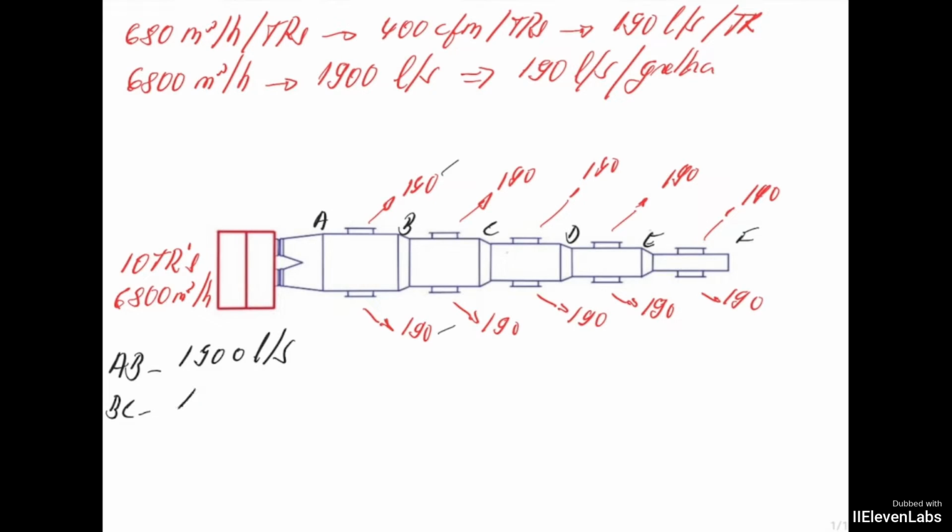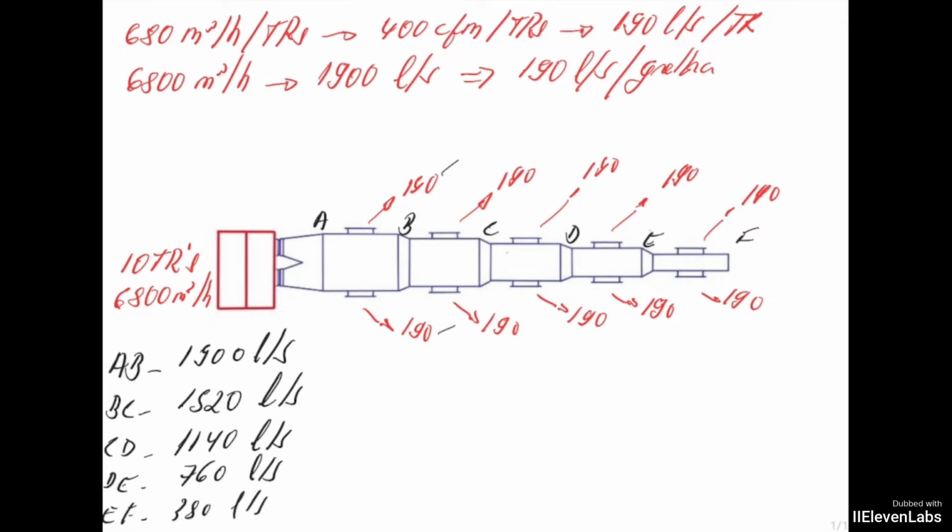We are going to have 1520 liters per second. In this CD section, we will have to reduce again 190, so we will have 1140 liters per second. In the segment of this, we will have 760 liters per second. And in the segment F, which is our last segment, we will have 380 liters per second.